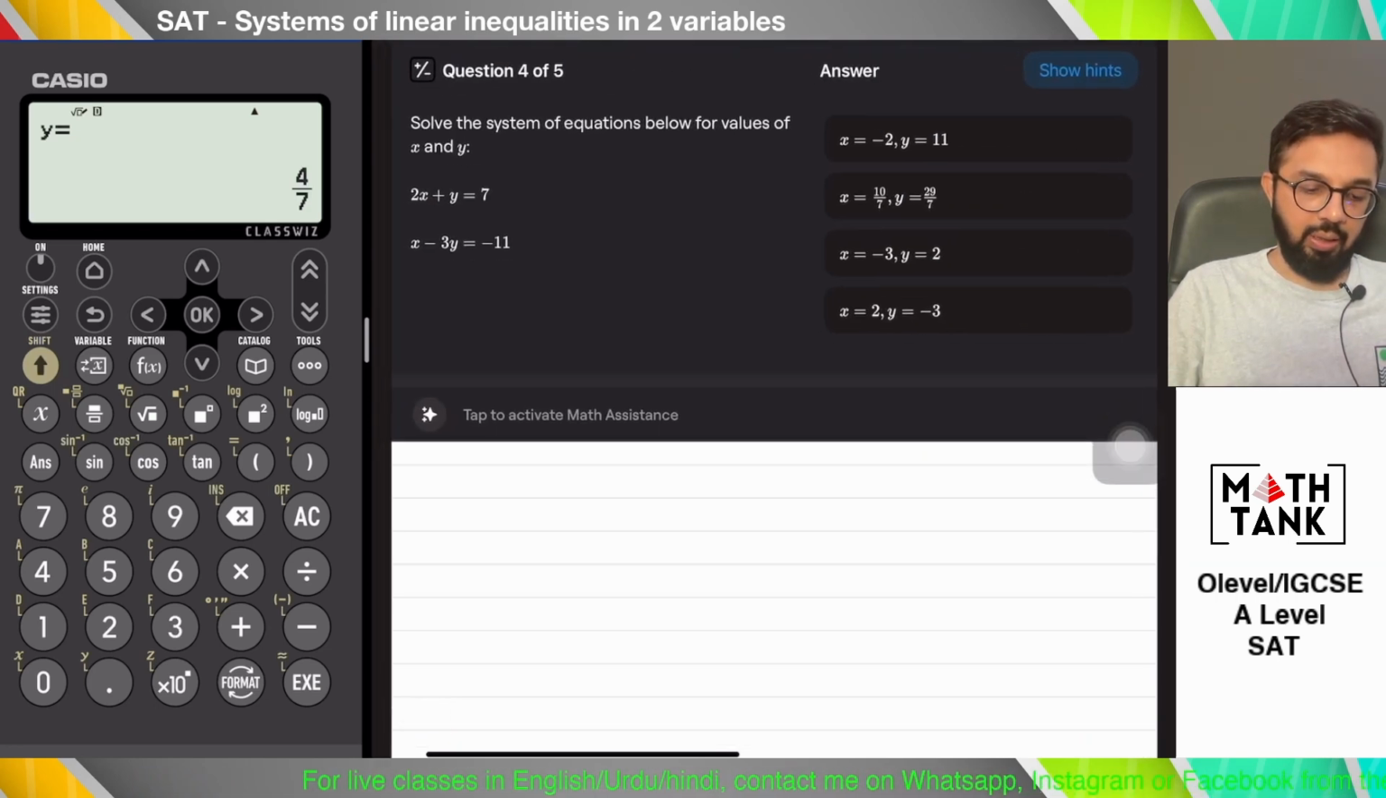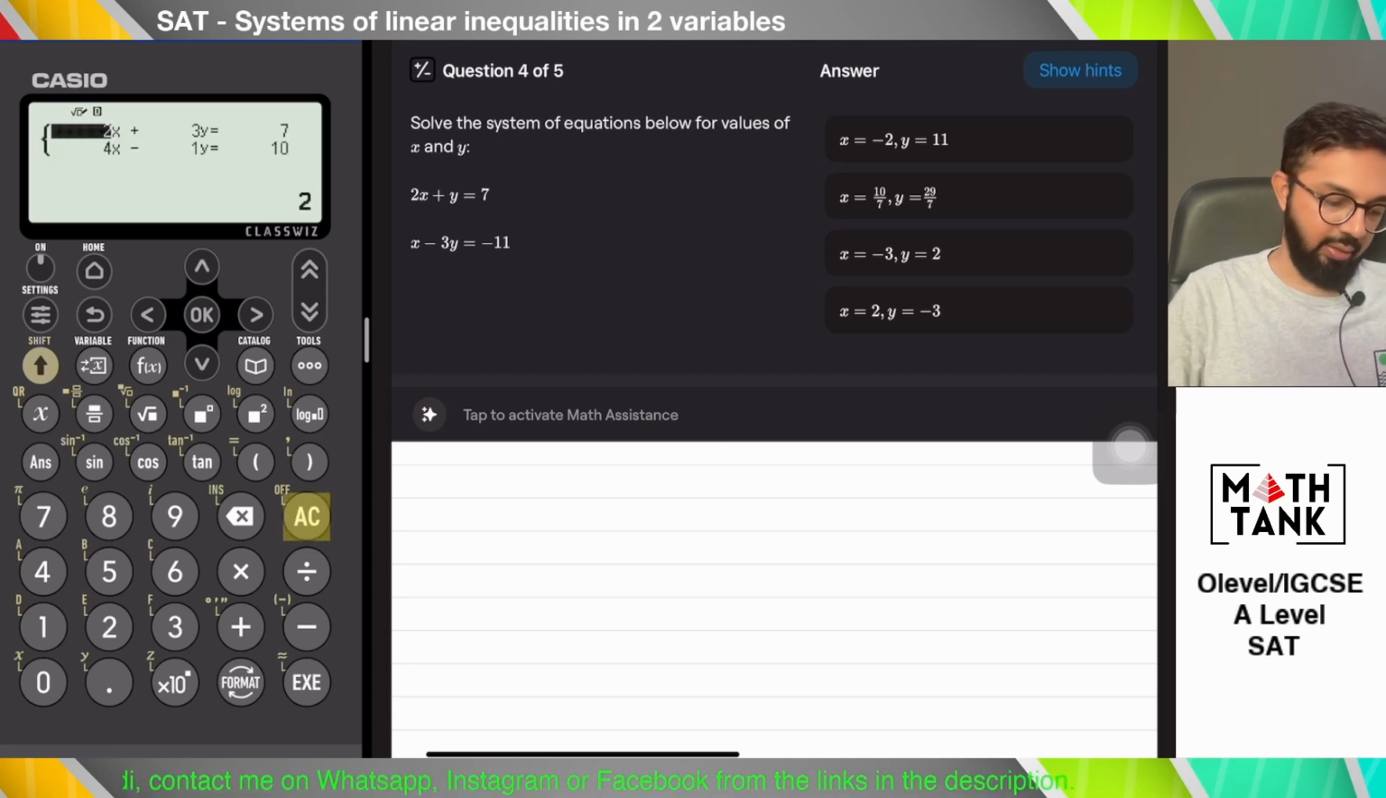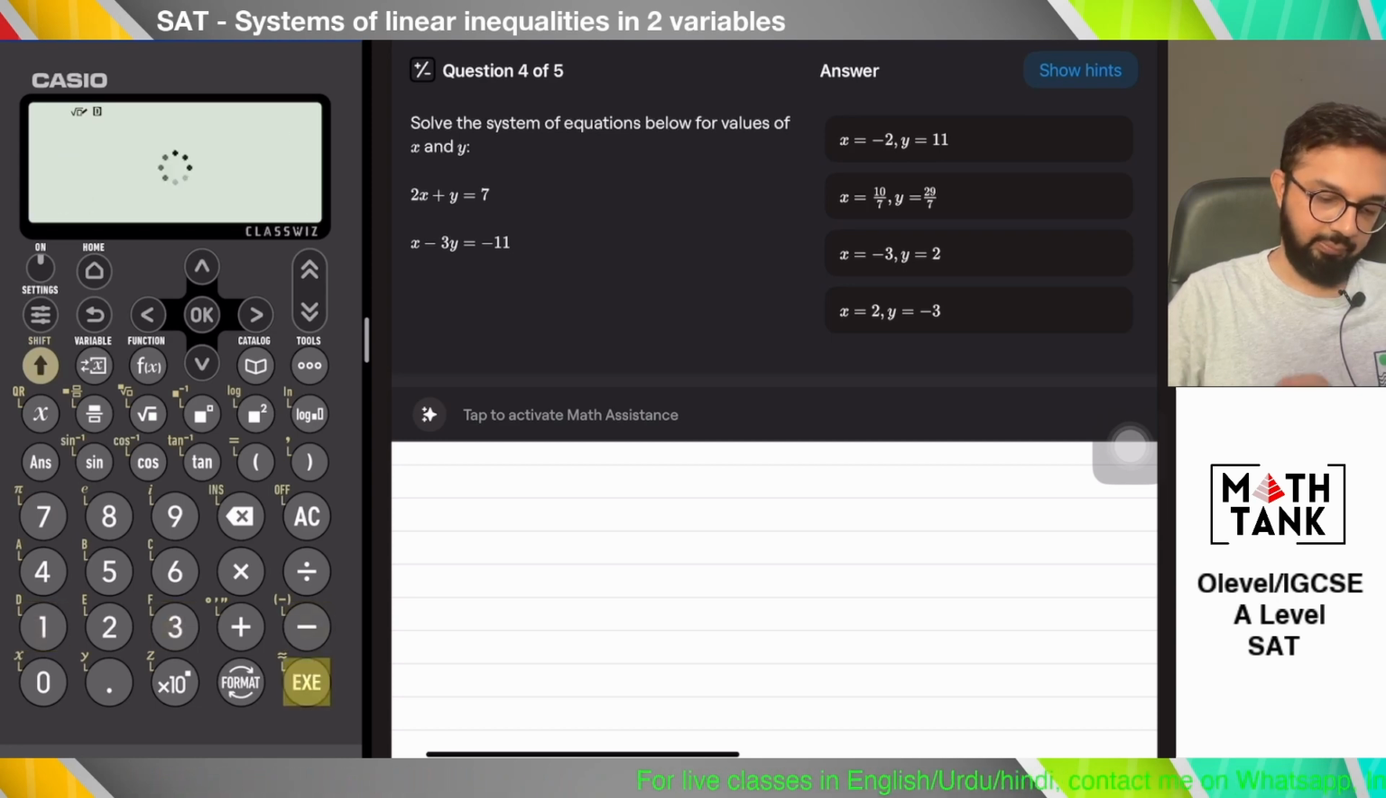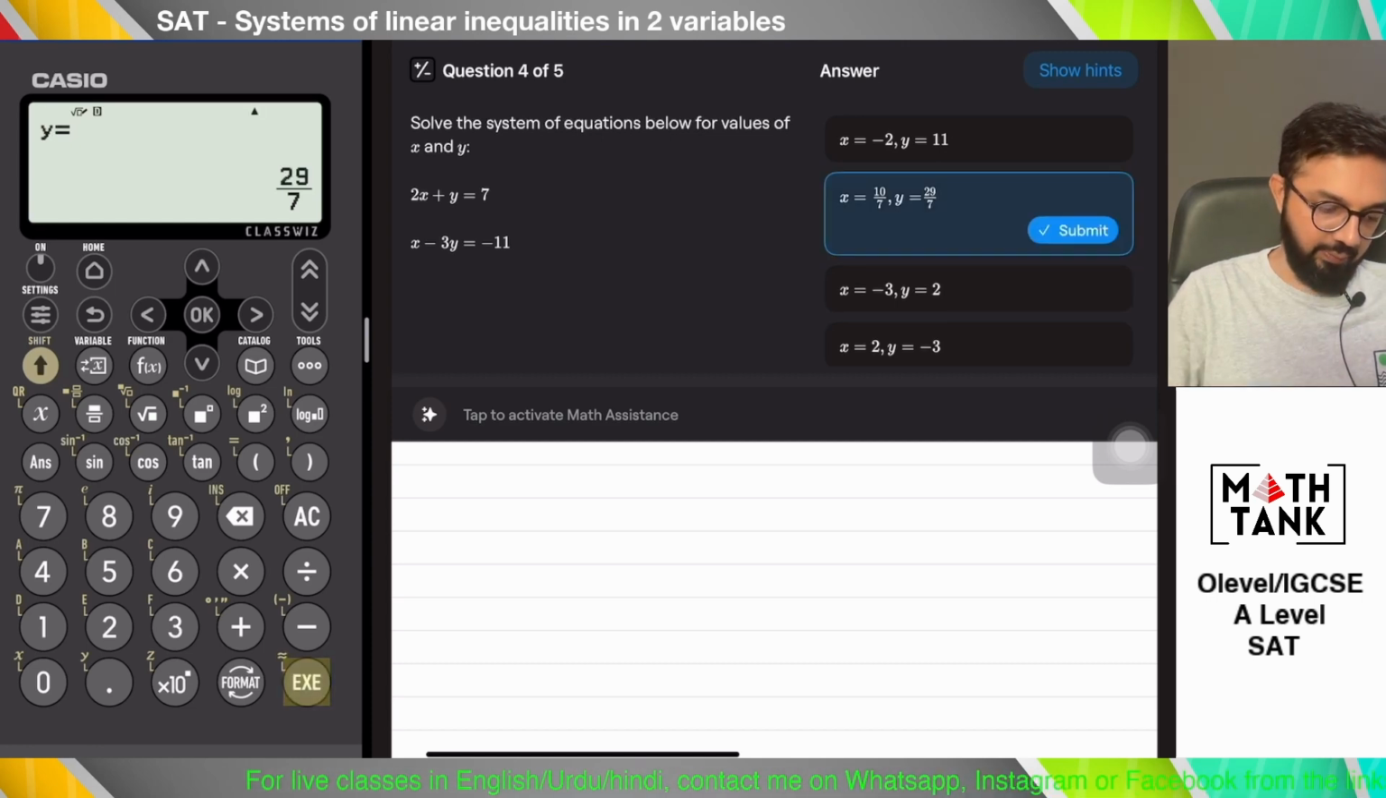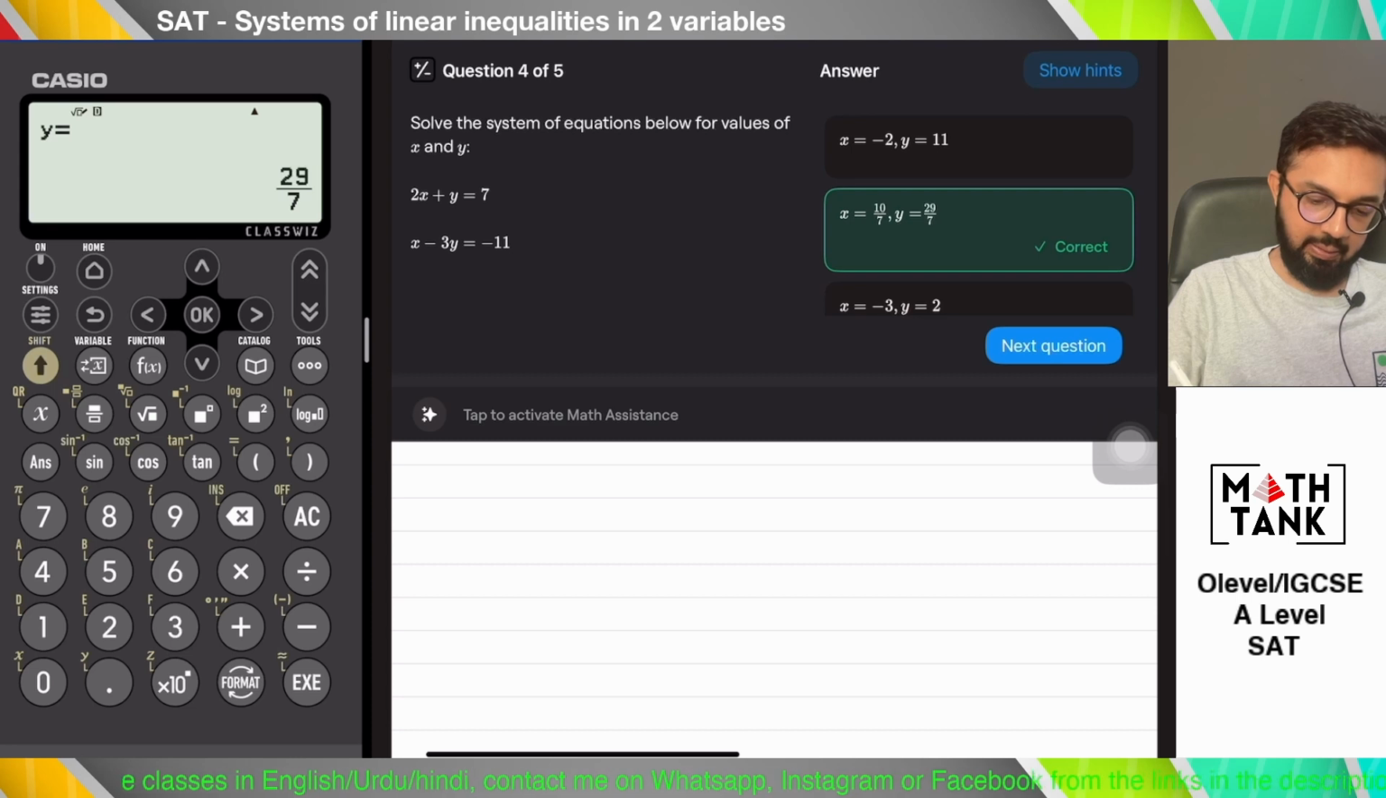Okay, another question. Solve the system of inequalities below for the values x and y. There isn't much to explain here. Again, it's just solving on a calculator. 2, 1, and 7; 1, minus 3, and minus 11. 10 over 7 and 29 over 7, if those are the right answers, yes.